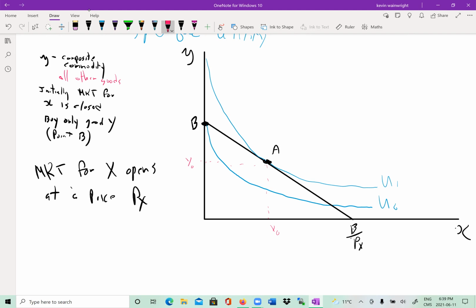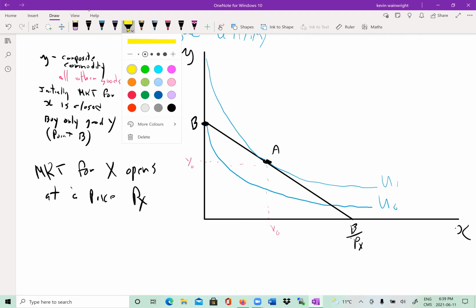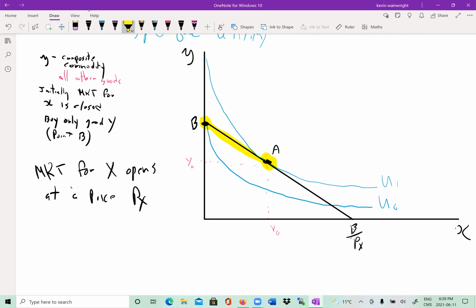Okay. So if I cannot access the market for X, I can only buy other goods. I'm at point B and my utility is U0. But if the market for X is open at a price of PX, I will trade down my budget line from point B to point A. So starting at point B, I will trade down the budget line till I get to point A and achieve the maximum utility capable.